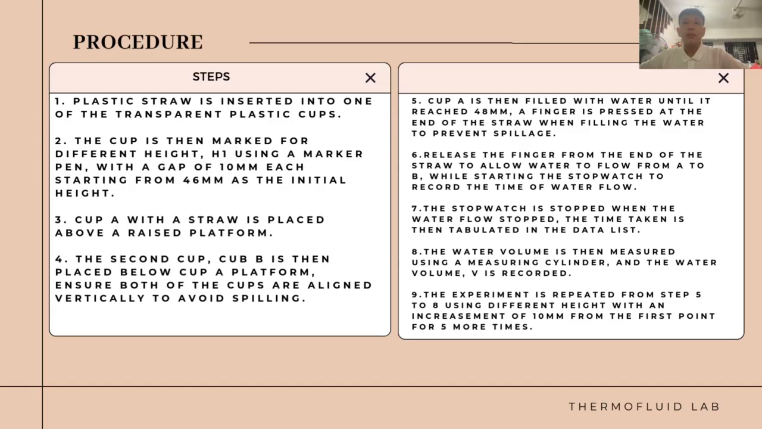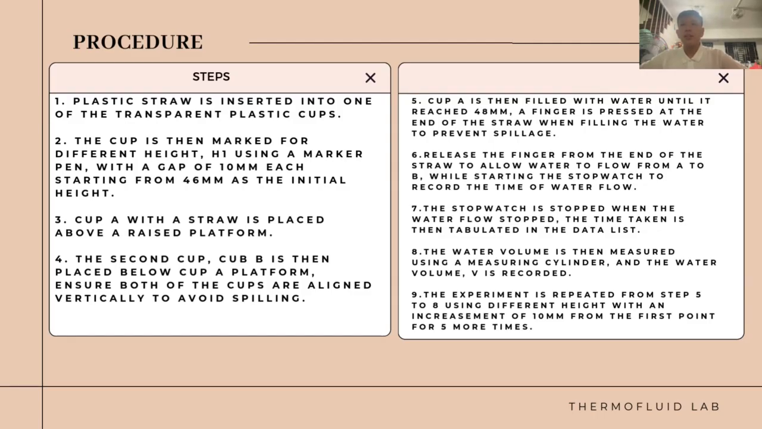Step 3. Cup A with a straw is then placed above a raised platform. Step 4. The second cup, cup B, is then placed below cup A's platform. Ensure both of the cups are aligned vertically to avoid spilling. Step 5. Cup A is then filled with water until it reaches 48 mm. A finger is pressed at the end of the straw when filling the water to prevent spillage.